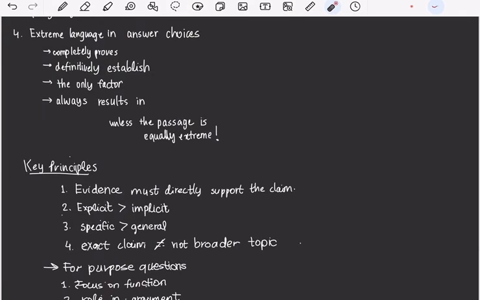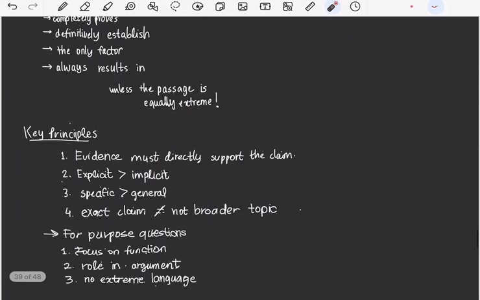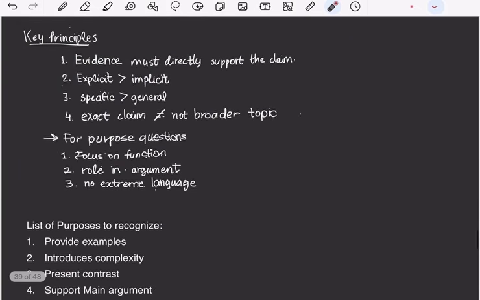And lastly, extreme language in answer choices. We also saw extreme language in one of the last examples in previous videos. Extreme language is words like completely proves, definitely established, the only factor, the best factor, the most important factor, or always results in. Now these are very extreme, and unless they're stated in the passage, they're usually wrong.